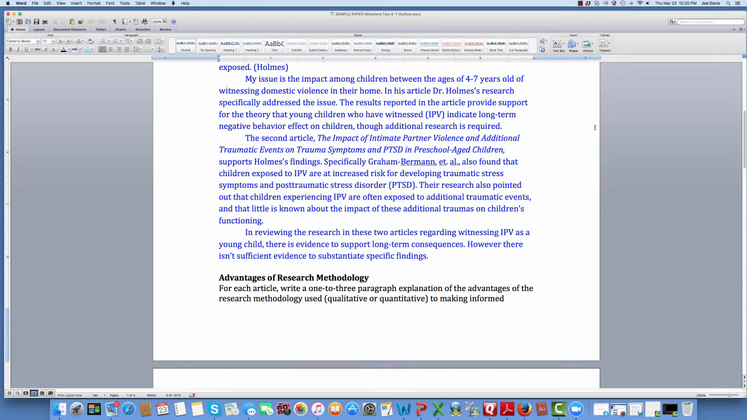In reviewing the research in these two articles regarding witnessing IPV as a young child, there is evidence to support long-term consequences. However, there isn't sufficient evidence to substantiate specific findings.